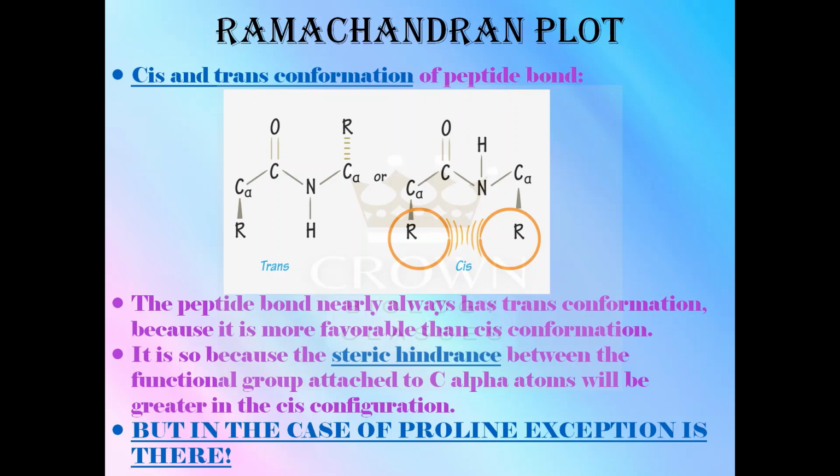But in case of proline, cis conformation is more favorable. And proline is the only amino acid found in cis conformation due to its structure.